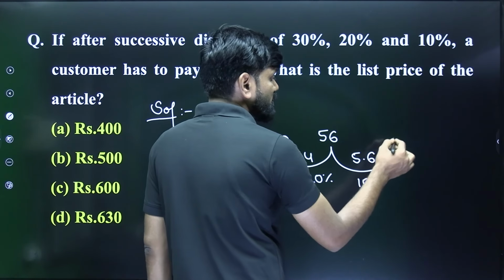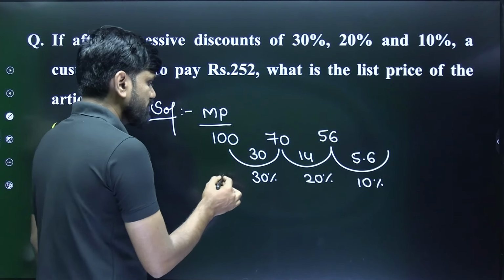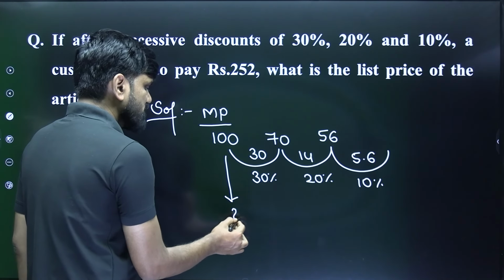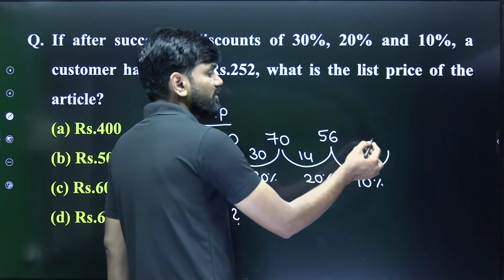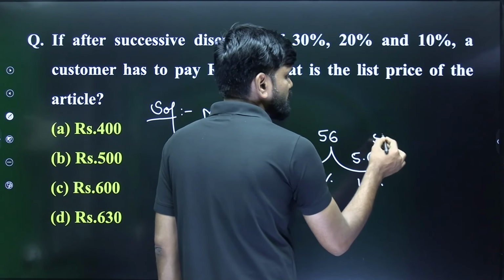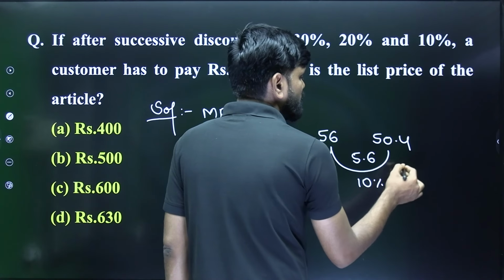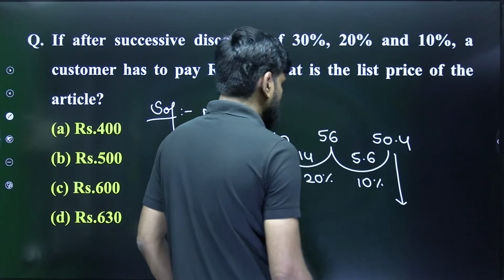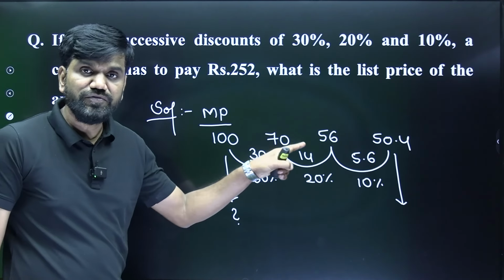My question is not what is the single discount. The question is what is the cost price. What is the market price. So what is this I have to find. To know that, this final value is given. So let us estimate that. From 56 if you remove 5.6, that will give you 50.4. If the market price is 100, the customer would have paid 50.4.